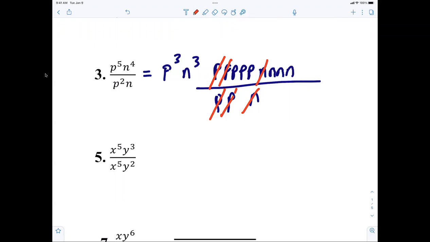Now, how many are left on the top? And how many on the top? There you have it. Just like that. The bigger number of them, yes, that's exactly correct. That's how you want to think about it. All right, Mikey, you're up.